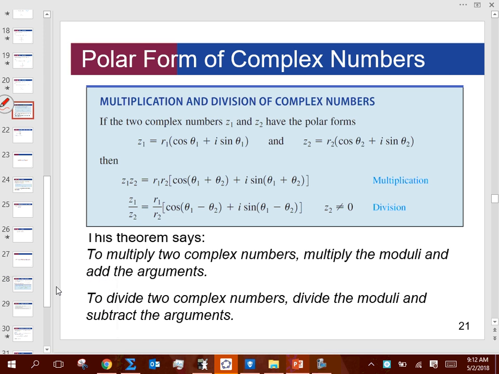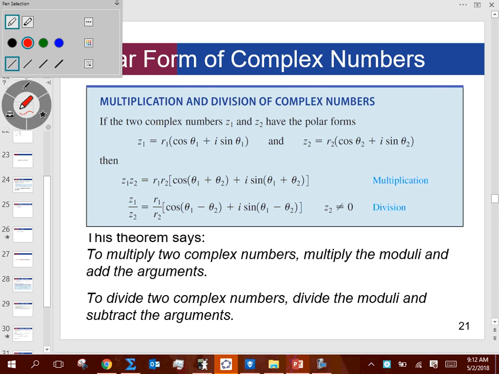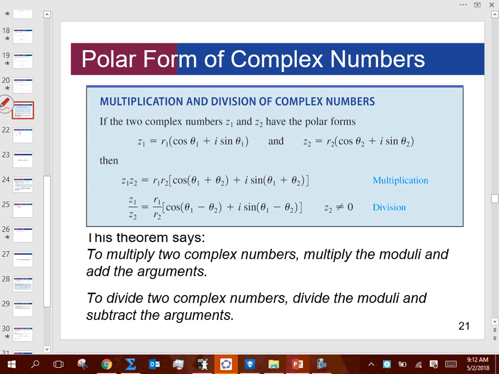So what we are going to do is give you an alternative way of multiplying complex numbers. Okay, and that alternative way uses the polar format of complex numbers.